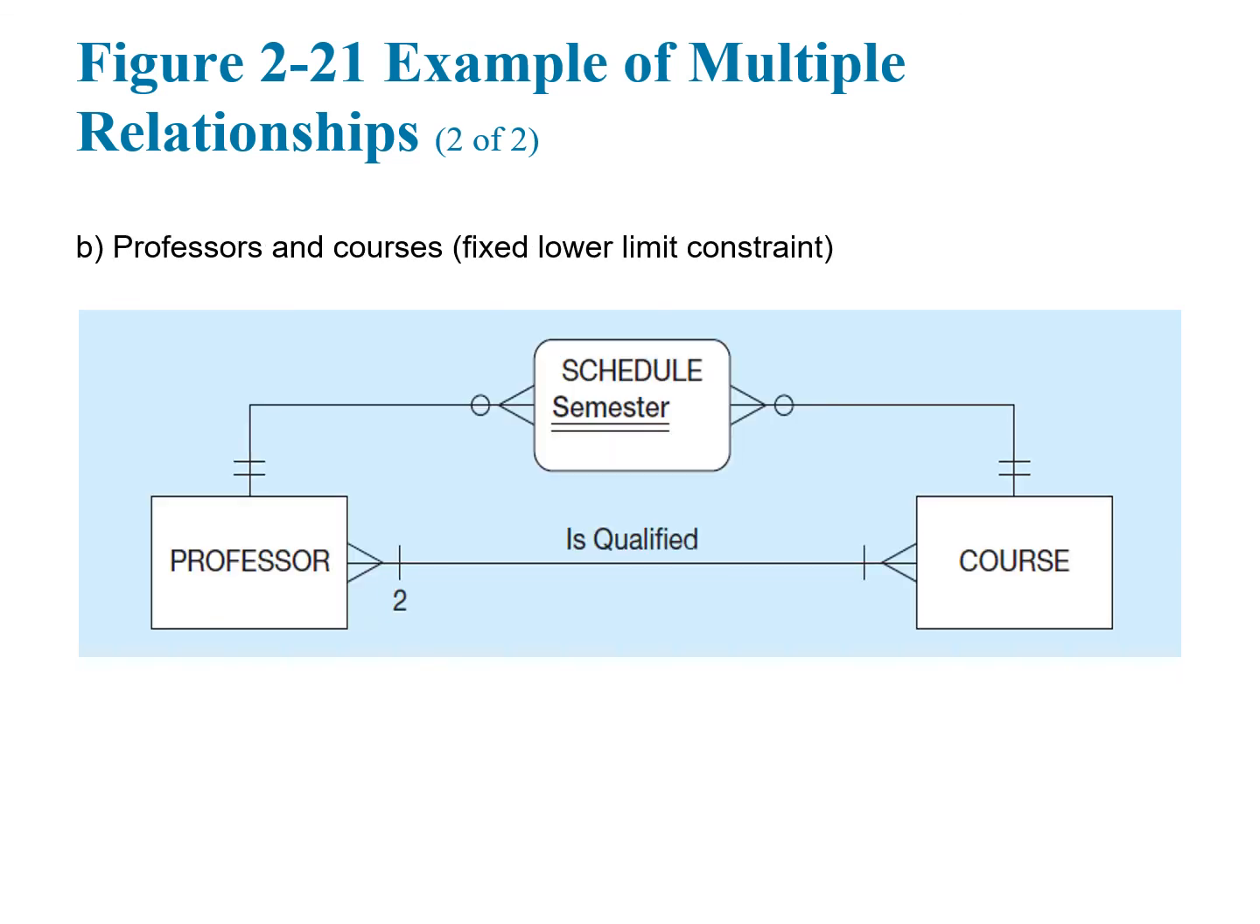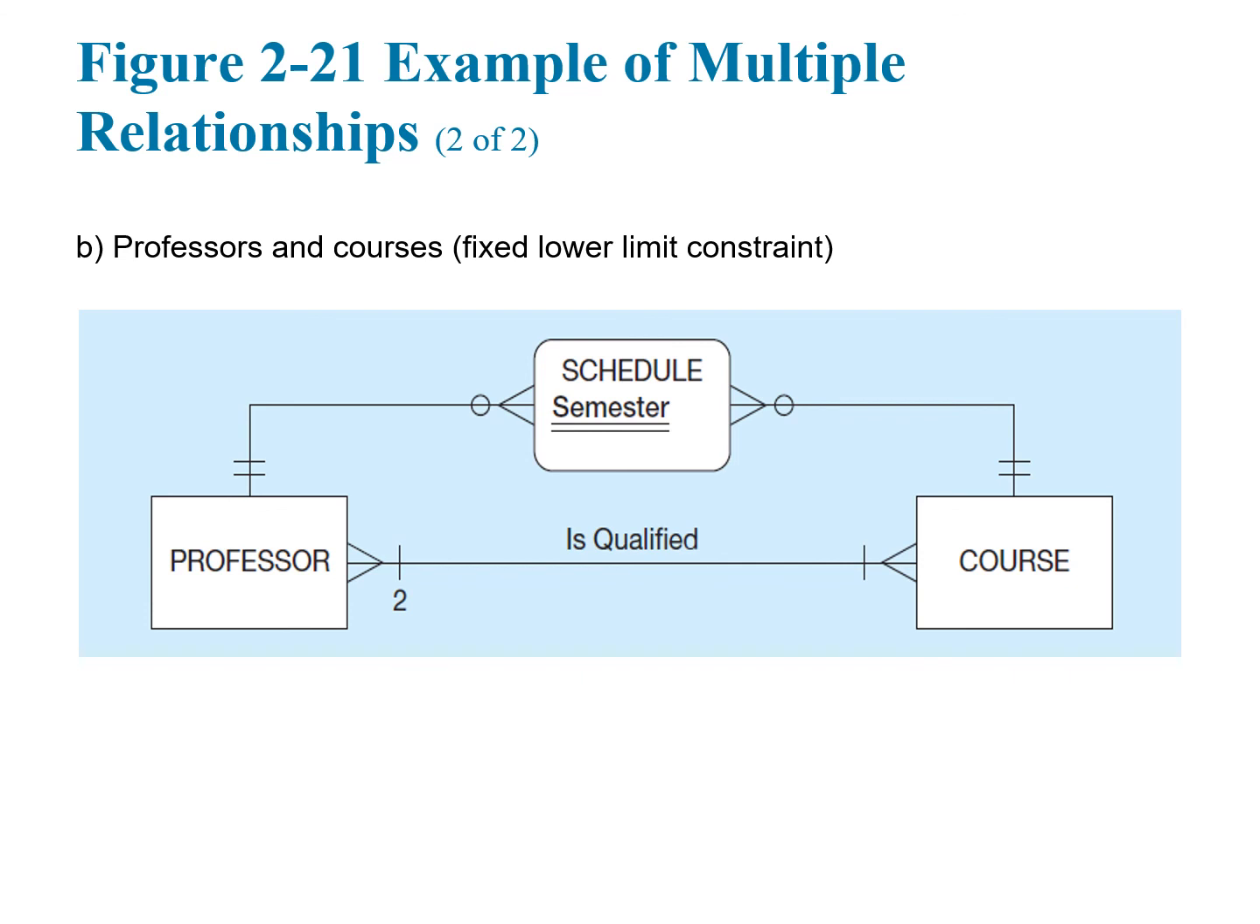Professor and courses, fixed lower limit constraint. Again, we see multiple relationships between two entities. This time between professor and courses. The is-qualified relationship is of binary degree and mandatory many-to-many cardinality. A professor must be qualified to teach at least one course, and each course must have at least two qualified professors. This is a fixed lower limit constraint.